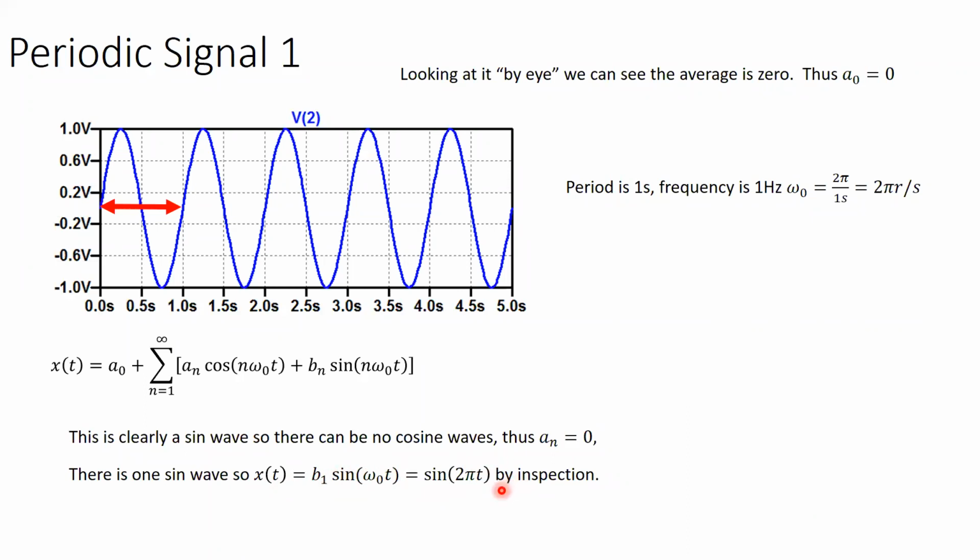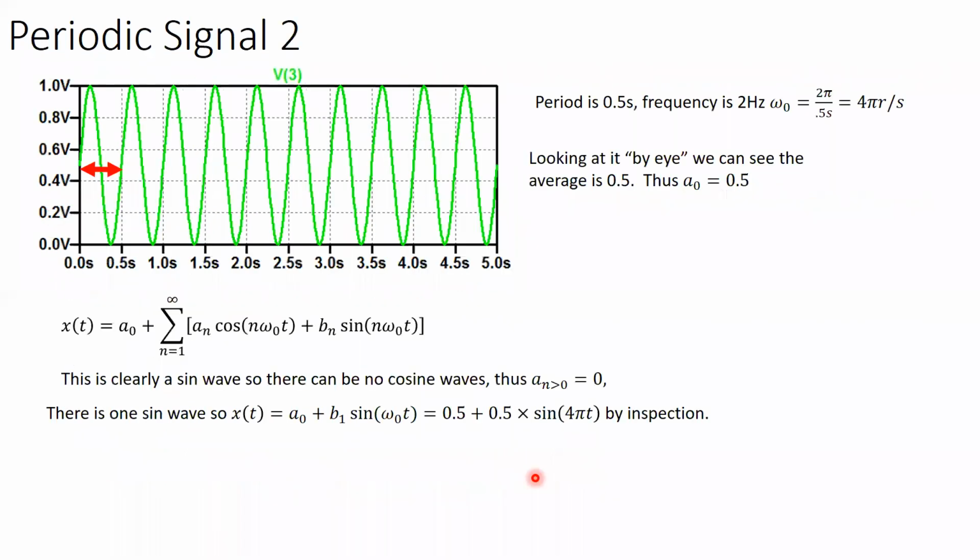And yeah, maybe you guys don't like the phrase when professors say this, by inspection. But I have other notes where I actually derive that out. I think there's something to be said for looking at things by eye. Periodic signal 2. All right, I see a sine wave. Looks very close to a sine wave. The period's half a second. Okay, so now I'm getting 2 hertz or 4 pi radians per second.